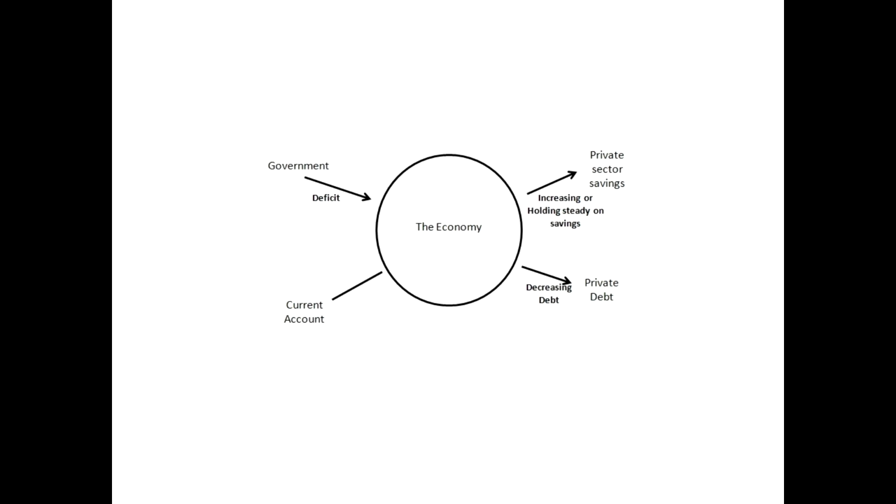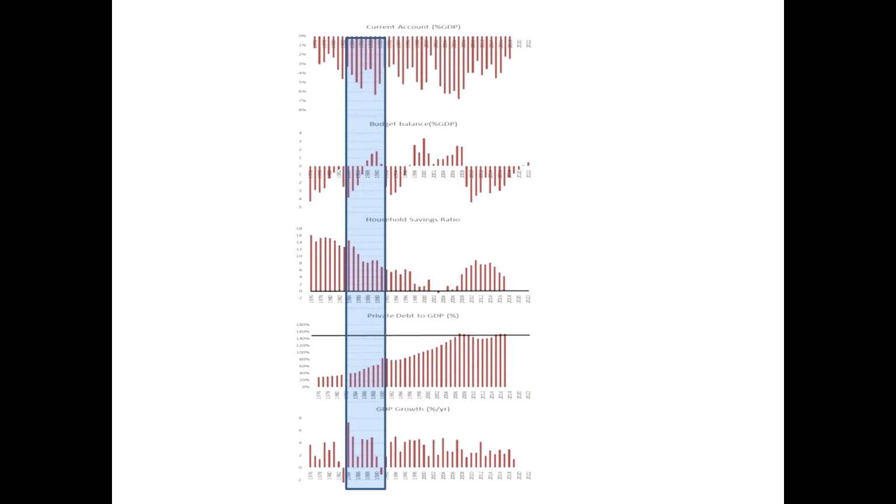They saved a bit and reduced debt. The next period we'll look at is from 1983, which is when the modern monetary economics period begins, because we have a floating exchange rate, up to 1991. If you look at the government budget balance chart, you will see in this time period the deficits rapidly decrease and eventually a surplus is attained.